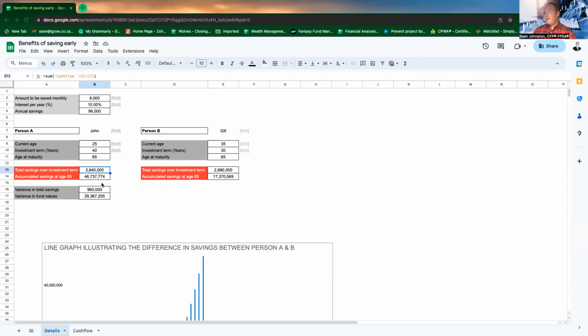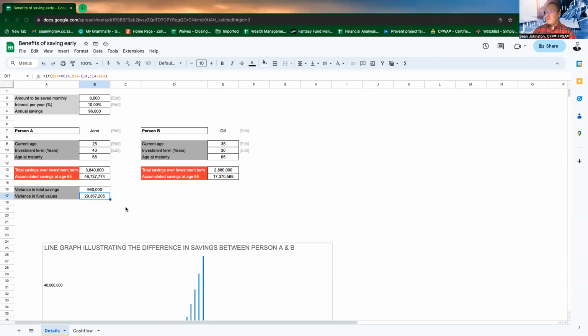So you can see over here, the first thing I'd like to note is that there's a difference of 960,000 in total savings. So essentially you're taking the 8,000 times by the 12 times by the number of years, which is obviously in this case a 10-year difference. So that equates to 960,000 additional savings that John is making because he started 10 years before Jill.